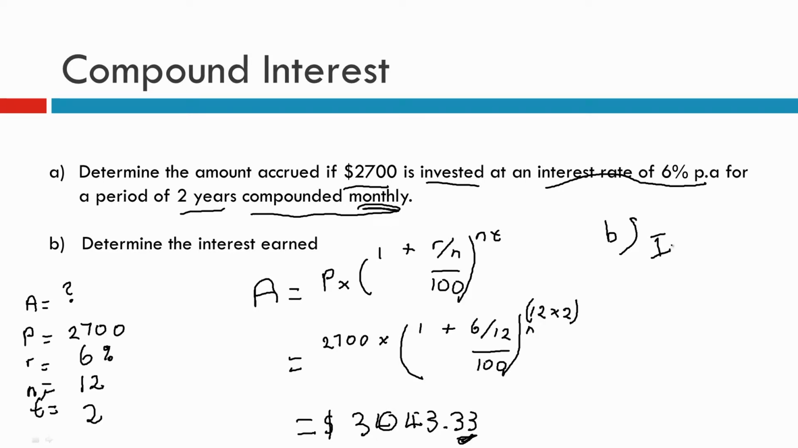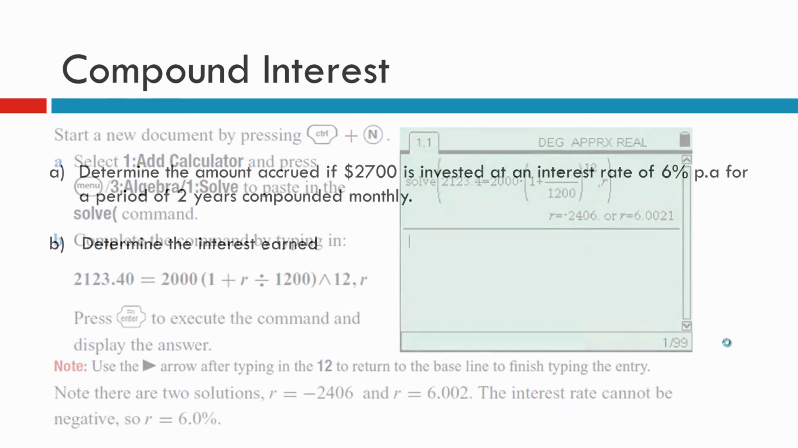Determine the interest earned. Again, guys, I had $2,700. Now I've got $3,043.33. Subtract the 2,700. And what are we going to get? $3,043.33 less $2,700, and you just punch that into the calculator or do it in your head and you get $343.33. Fairly easy, isn't it? Not too hard. That's compound interest.